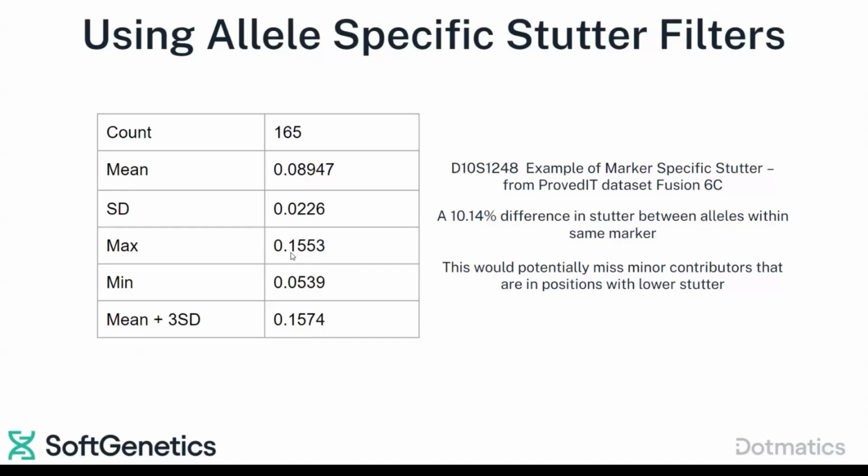And here, interestingly, the maximum stutter peak, and I was looking at anything that was not shared here. The maximum allele stutter peak was 15.5%. The minimum was only 5.3%. And so the mean plus 3 times standard deviation was up at 15.74%. So even more than the maximum. And so this would potentially miss minor contributor peaks if I was using this traditional average plus 3 times the standard deviation. Okay.